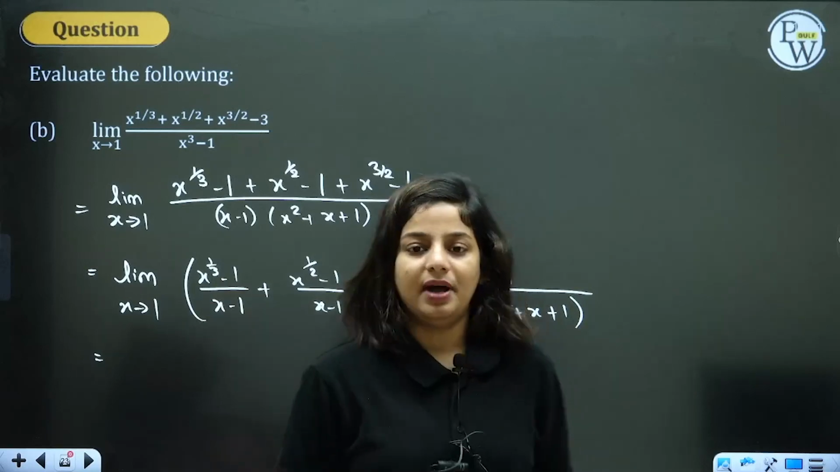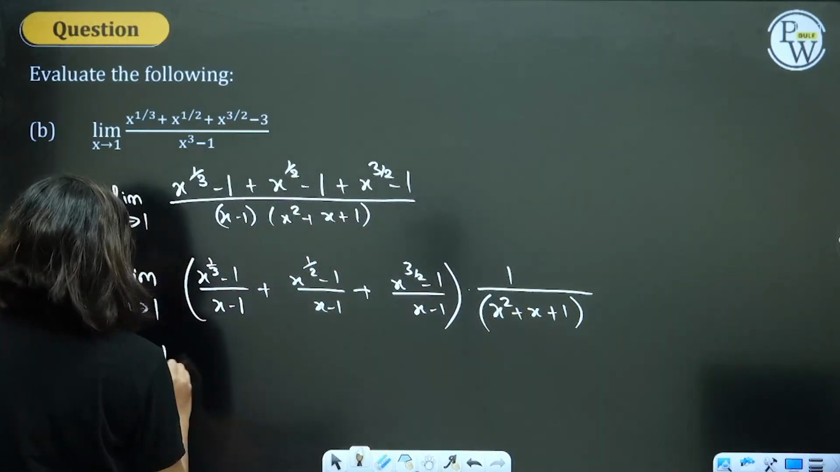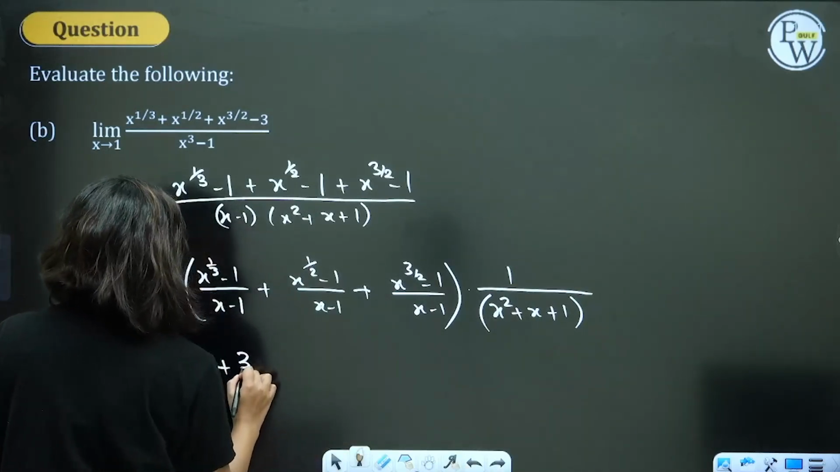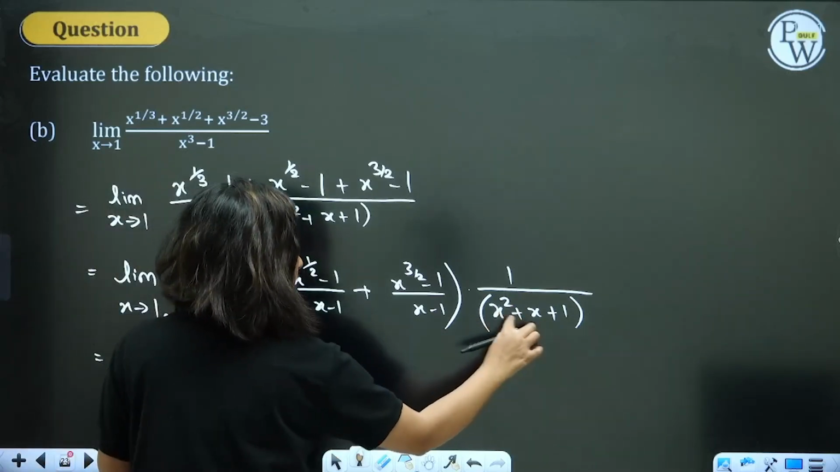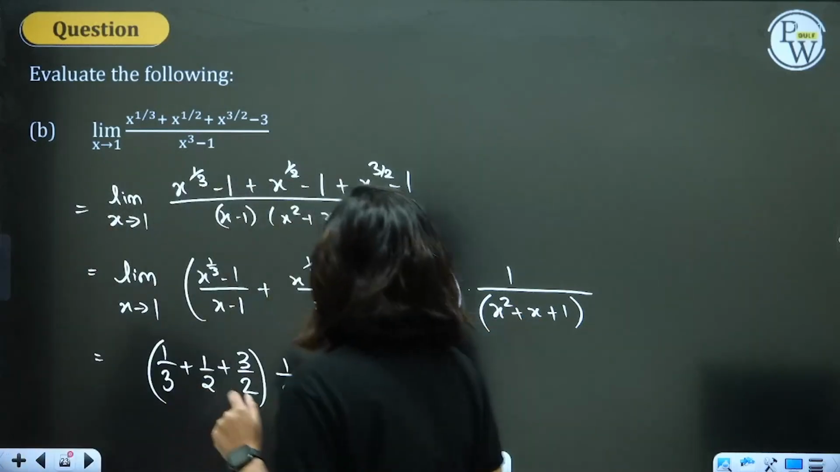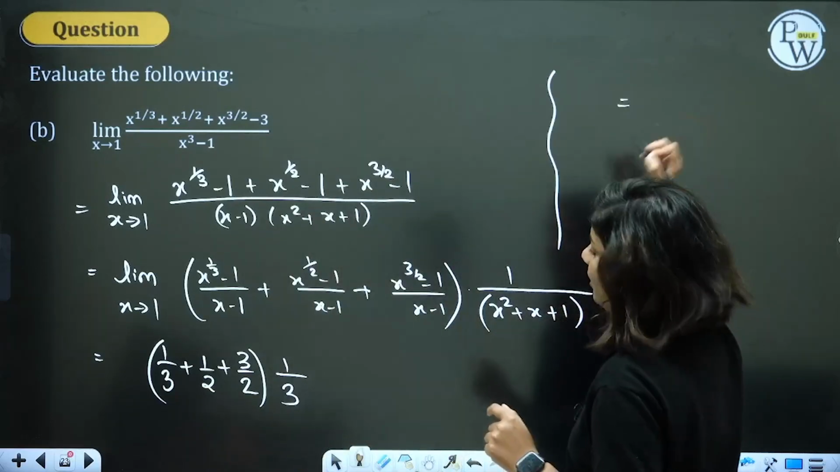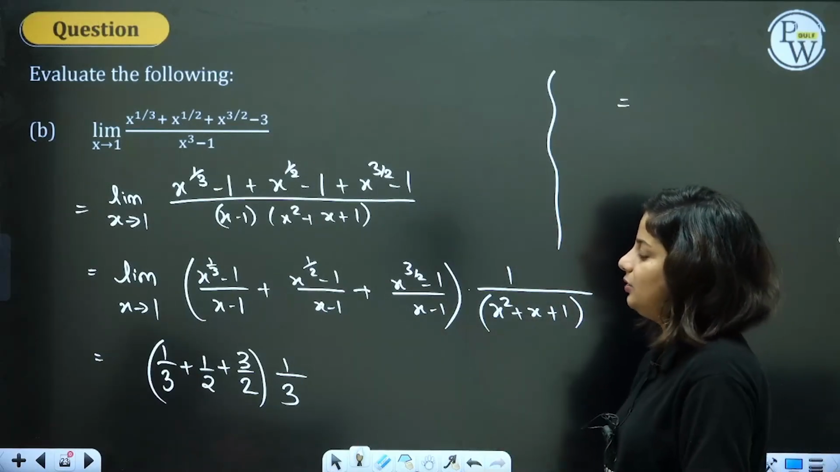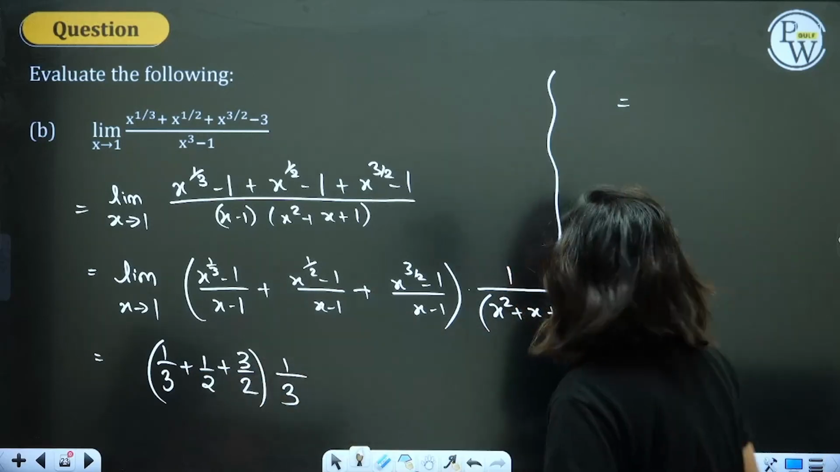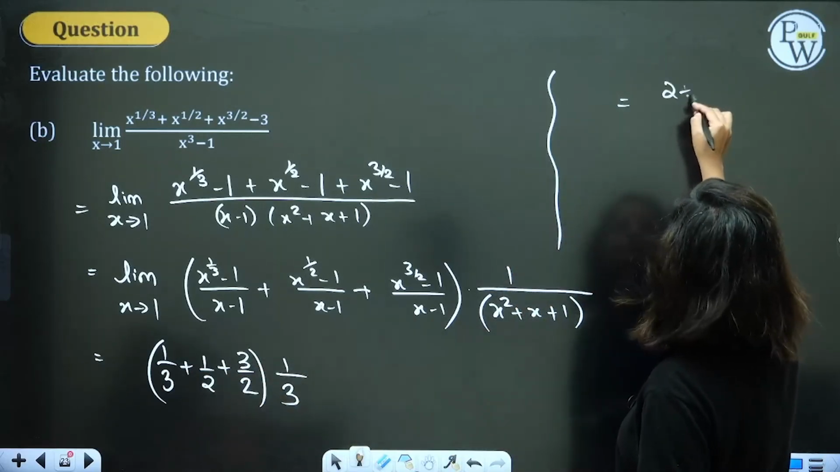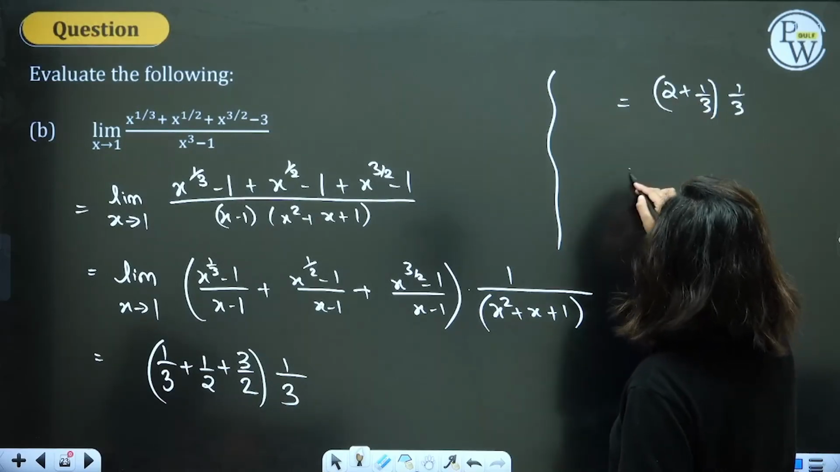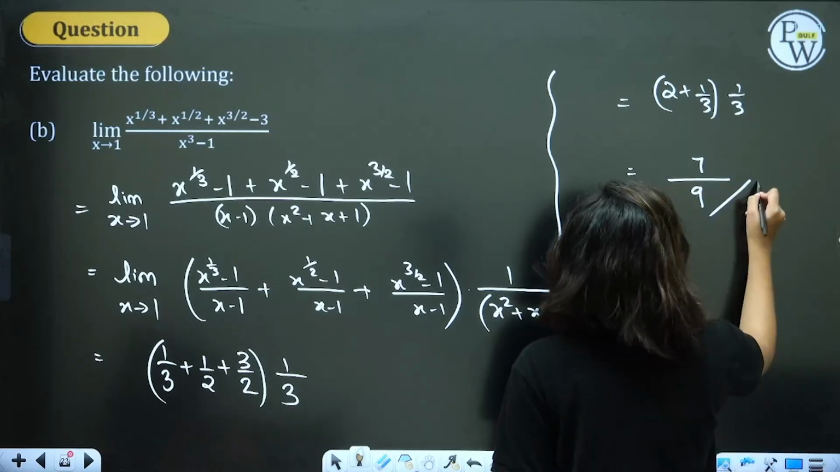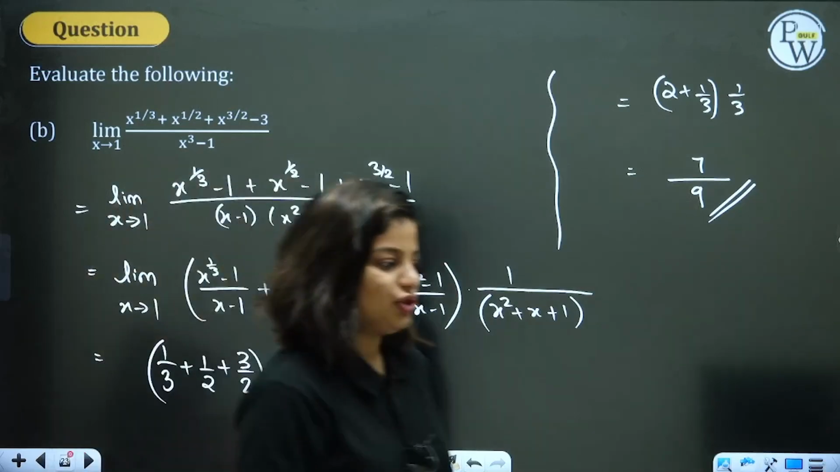n times a raised to n minus 1. A is 1, so 1 raised to any power will be 1. This gives me 1 by 3 plus 1 by 2 plus 3 by 2. And then the limit should be put here also: 1 plus 1 plus 1, into 1 by 3. The final answer: 1 by 2 plus 3 by 2 is 2, plus 1 by 3, into 1 by 3. 3 3s are 9, and 3 2s are 6 plus 1, 7. 7 by 3 into 1 by 3, that is 7 by 9, happens to be the answer. Just check.